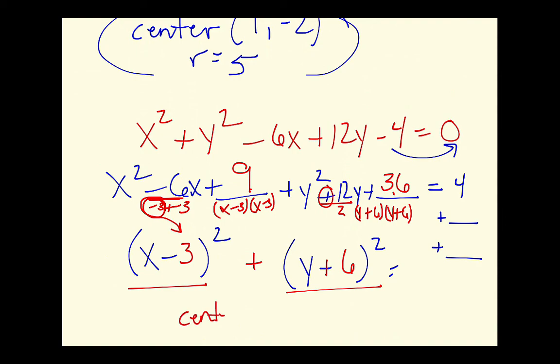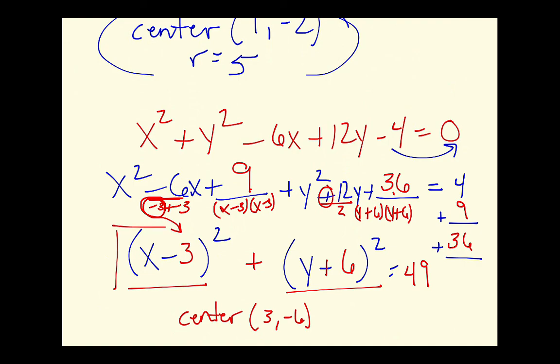I know right now that my center is 3, negative 6. But this is why I put the blanks in. You'd be very tempted to say the radius is 2, but it's not. We added 9 to the left side of the equation so we could factor, and we added 36. So we have to add 9 and 36 to the right. So 4 plus 9 plus 36 is 49.